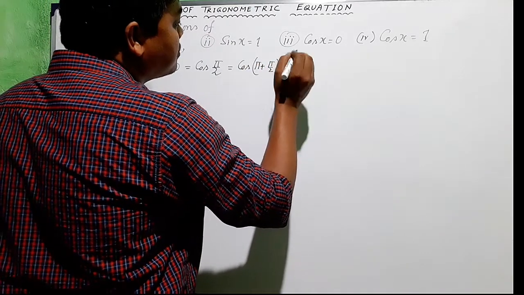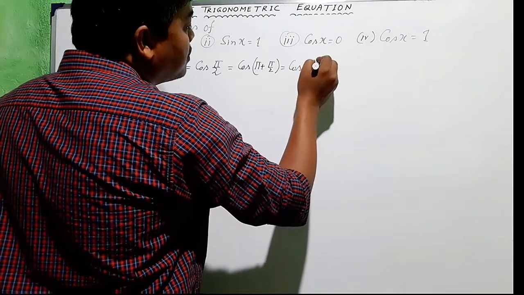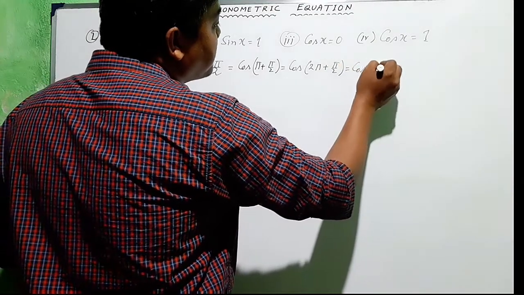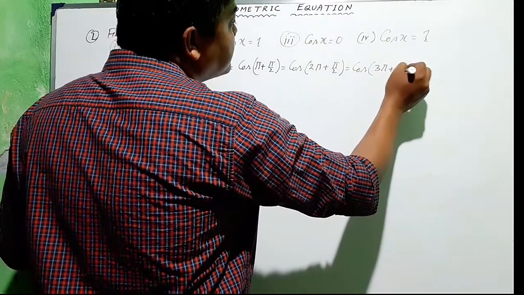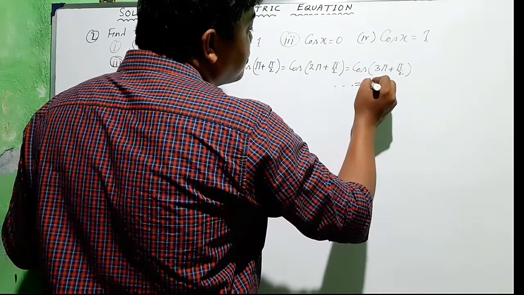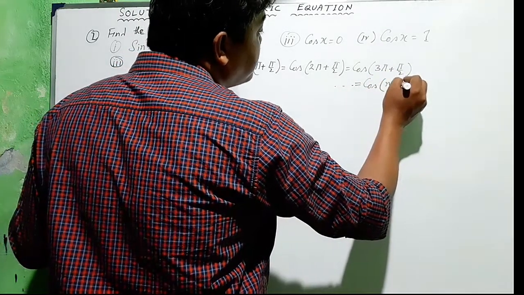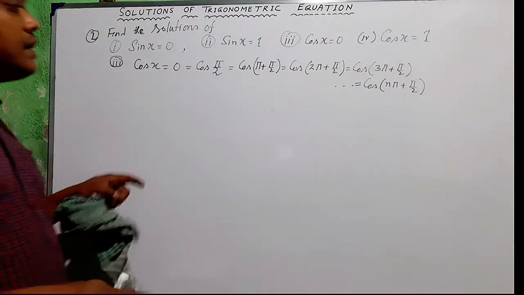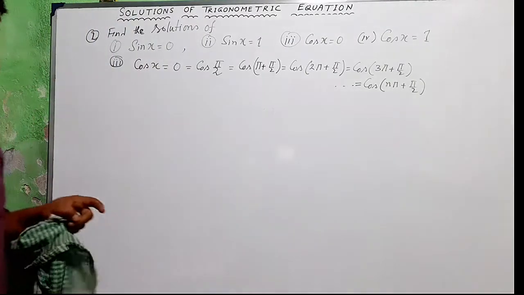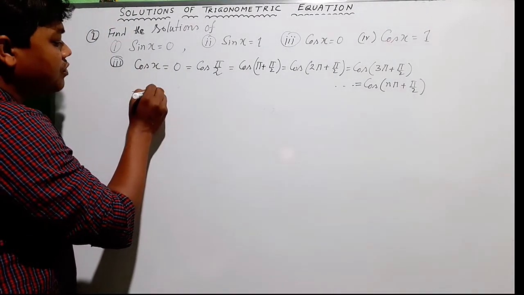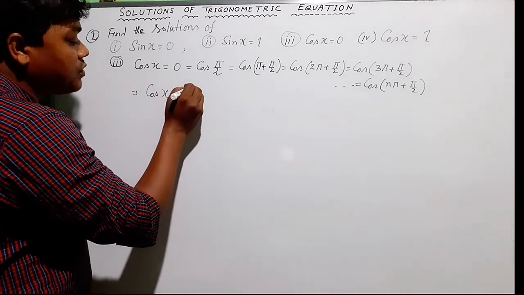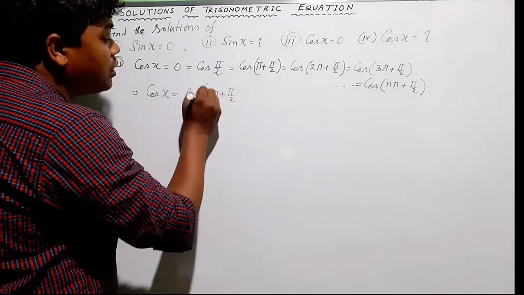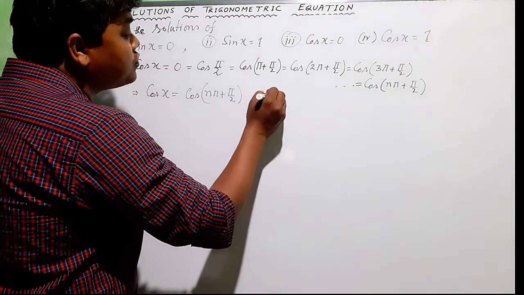Again cos 2 pi plus pi by 2, cosine 3 pi plus pi by 2, all are 0, and so on. In general, cosine n pi plus pi by 2 is also 0 for all values of n. This equation contains all the solutions. So cosine x equals 0, we can easily say that cosine x equals cosine of n pi plus pi by 2, where n belongs to Z.